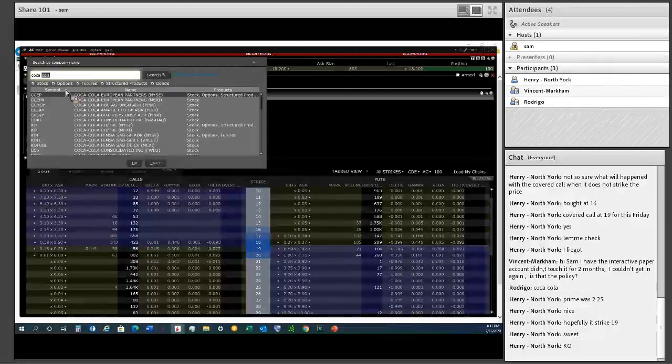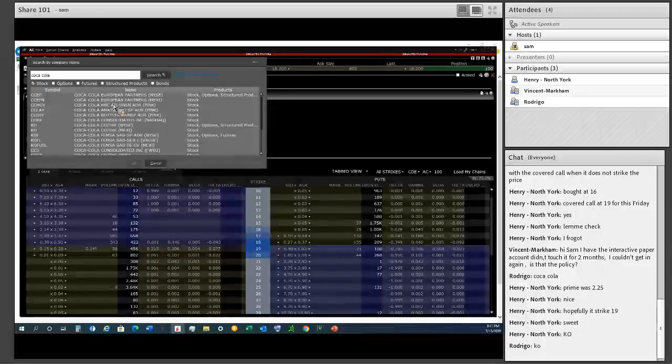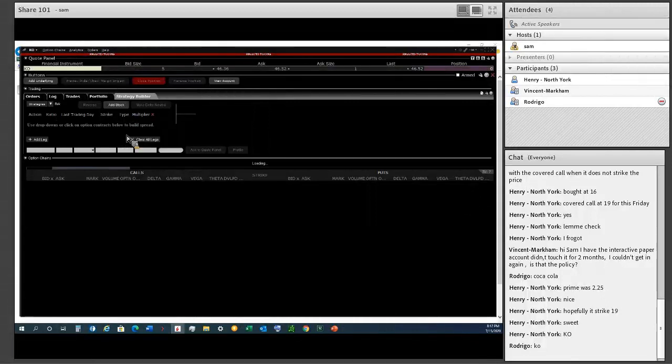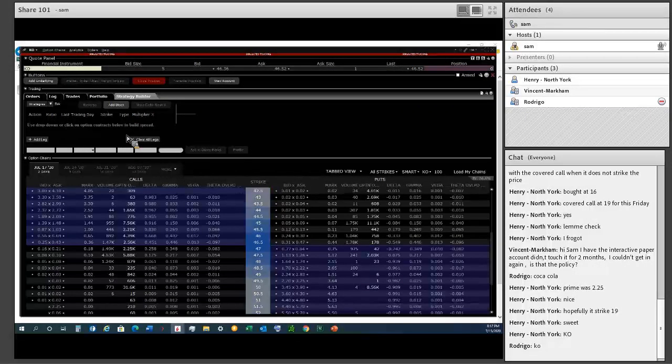I can't remember Coke's symbol. Rodrigo, what's Coke's symbol? Sure, I can find it. KO, there it is. Right there, got it. Okay, so KO, Coca-Cola.